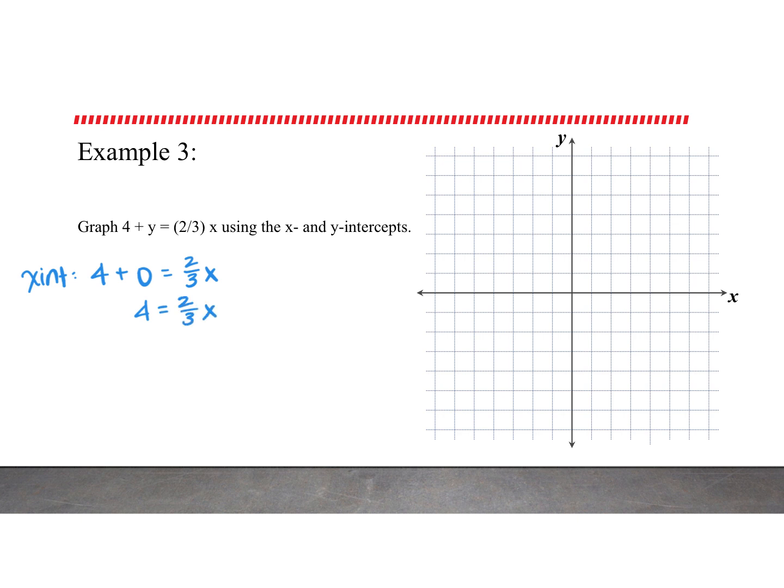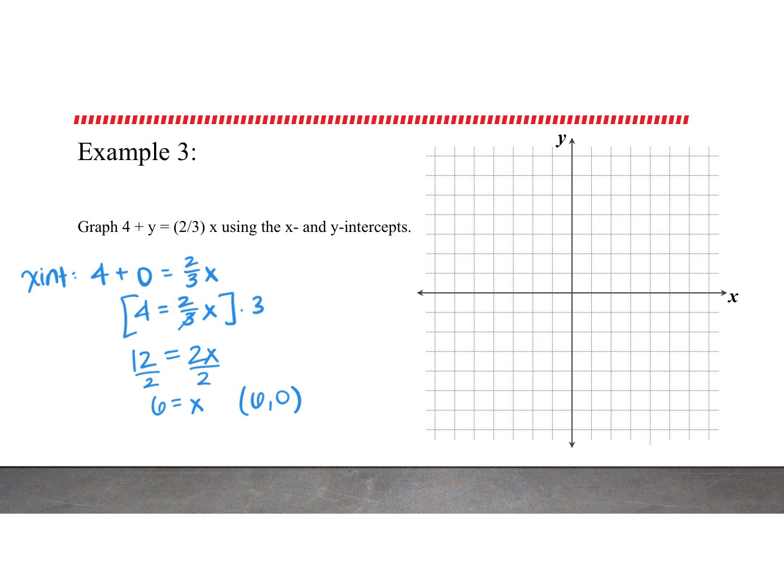And just to remind us, when we're dealing with fractions, you can multiply everything by the denominator, or if you have more than one denominator, by your least common denominator. And that's going to help you clear out the fraction. So multiplying by 3 is going to get rid of that 3 on the bottom. We have 2x on the right. And on the other side, 4 times 3 gives us 12. Divide both sides by 2. We get x equals 6. So that is going to be 6, 0 as an ordered pair.